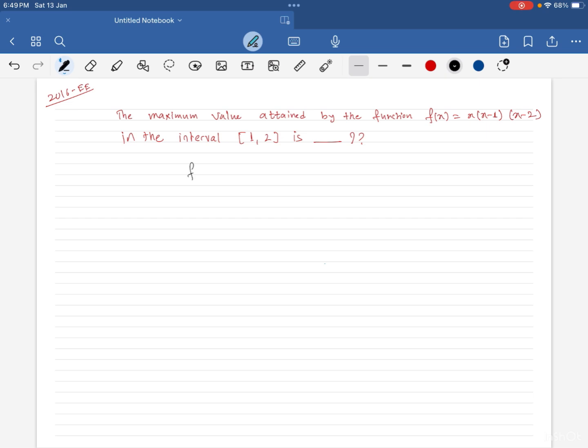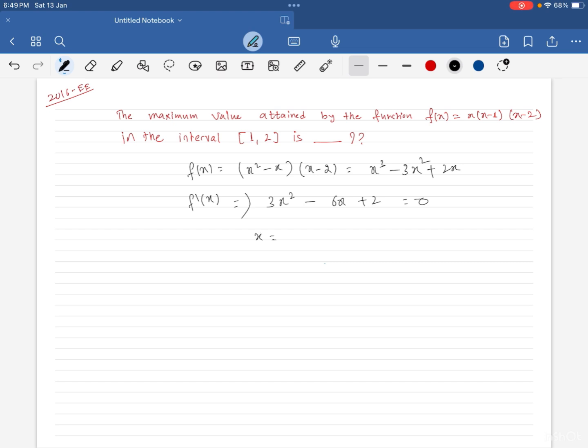So let me first multiply this so that it's easy to take the derivative of that. So it will be x squared minus x into x minus 2, that will be x cube minus 3x square, I think so, plus 2x. Now we can take the first derivative of this, that will be 3x square minus 6x plus 2. We can equate it to 0.